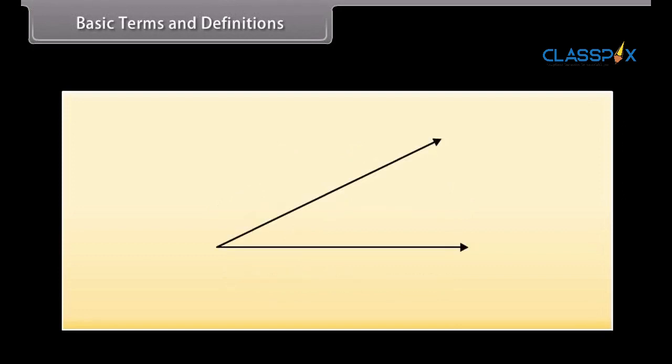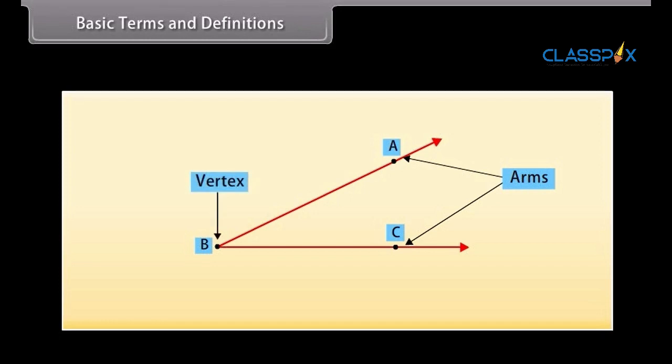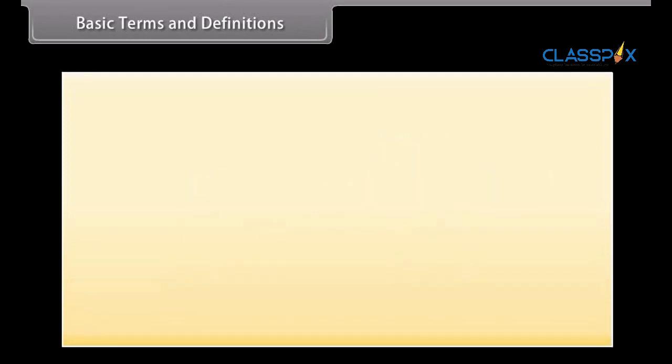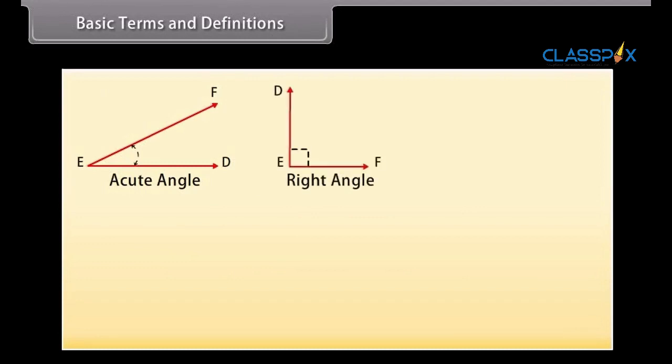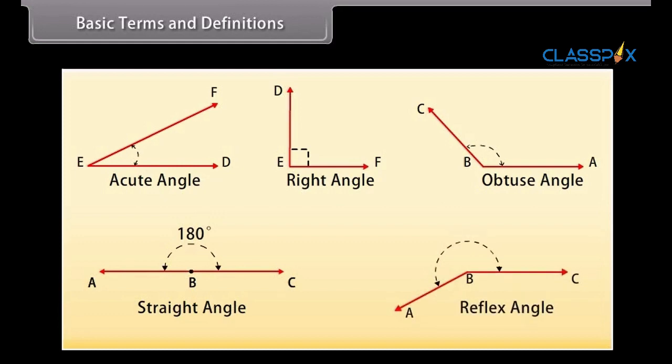Now come to an angle. An angle is formed when 2 rays originate from the same endpoint. The rays making an angle are called the arms of the angle, and the endpoint is called the vertex of the angle. We know about different types of angles like acute angle, right angle, obtuse angle, straight angle, and reflex angle. Let's go through them one by one.